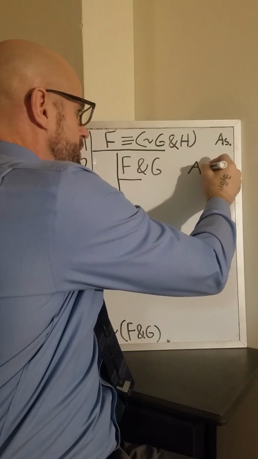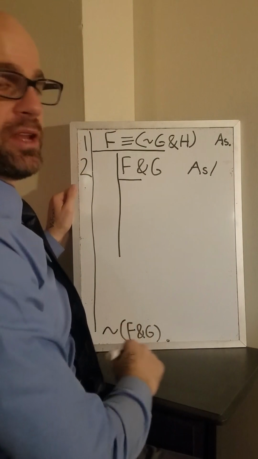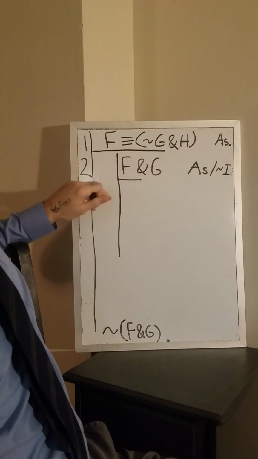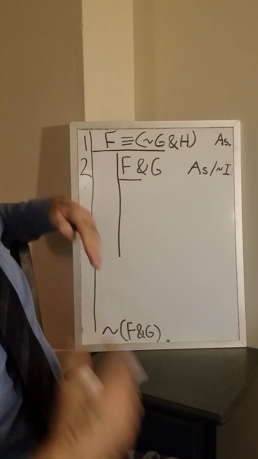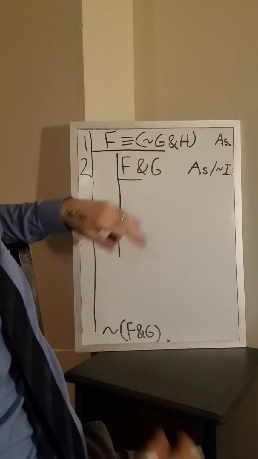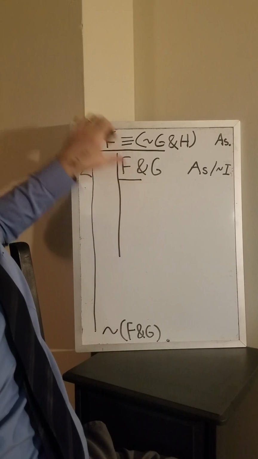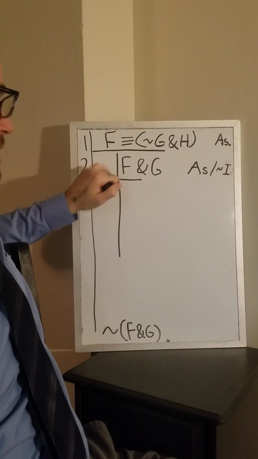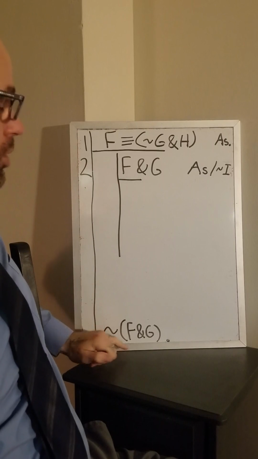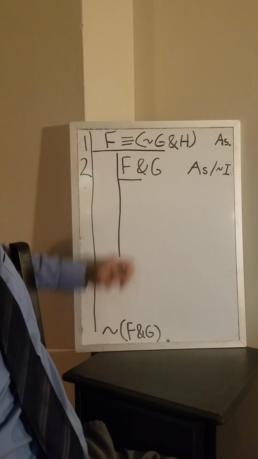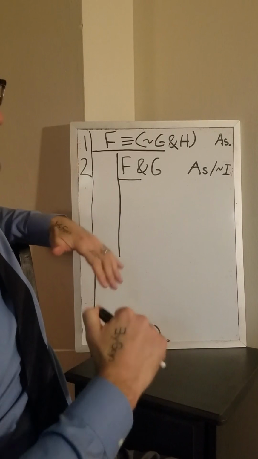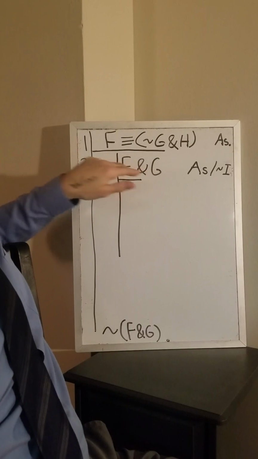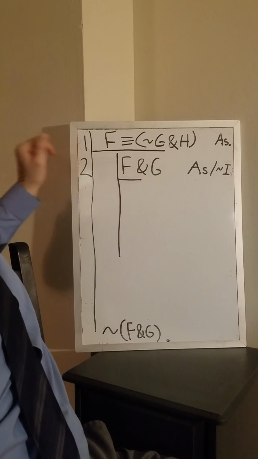Okay, so this is an assumption for the purposes of negation introduction, because we're trying to show that this is going to lead to some kind of problem. It's going to lead to a case where we have a contradiction, a clash between what's in here and what we already have in the proof, and that's going to justify us in saying that this cannot be true. In other words, that the negation is true. So what should we do here? Well, I think we should probably take this apart first of all and see if we can do anything with F and G by itself.